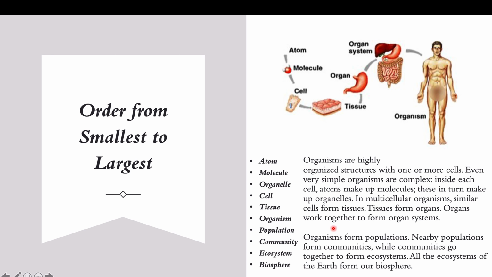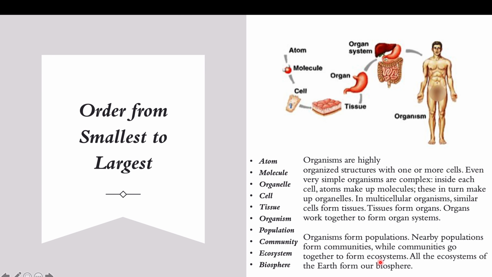Then we dig into the fact that organisms make up populations, right? So we can use an example of human beings. We form a population together of humans. Nearby populations will form communities. So in this case, we can say populations of people. We have populations of animals in our areas.